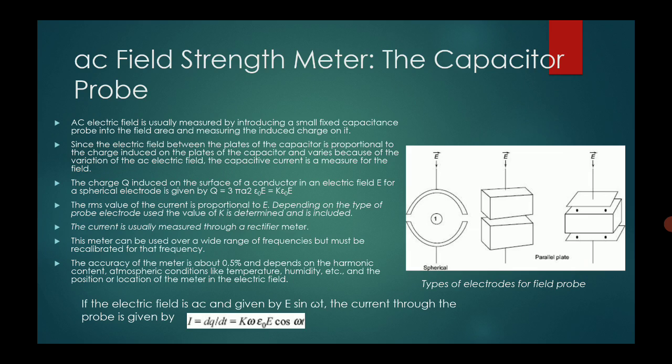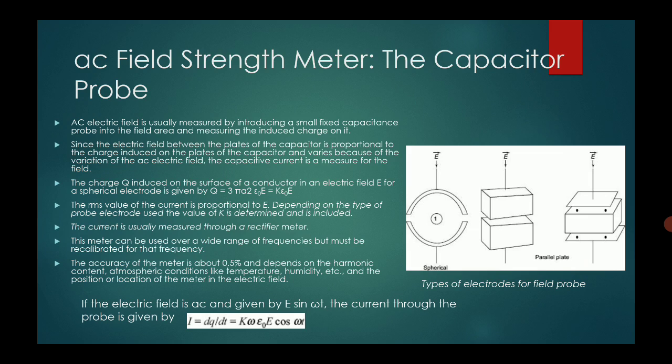So for the AC field strength meter, we will be talking about a capacitor probe. The electric field capacitor probes are shown here, of different types. We have a spherical and we have a parallel plate. Both of these work in terms of capacitance. The AC electric field is usually measured by introducing a small fixed capacitance probe into the field area and measuring the induced charge on it.